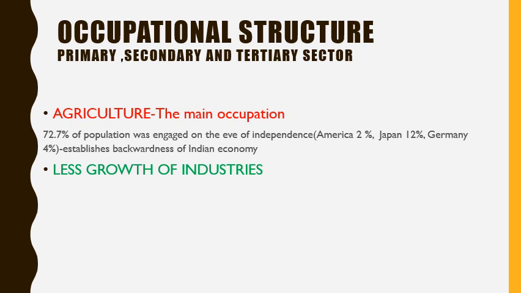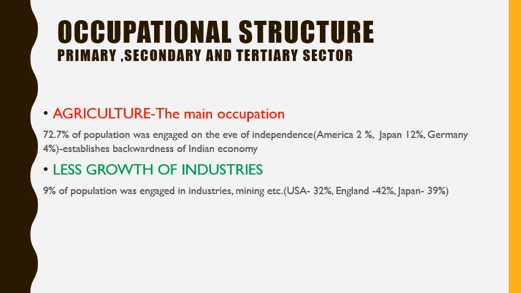Less growth of industries, 9% of the population was engaged in industries and mining. And US 32%, England 42%, Japan 39%. Again, this shows backwardness of the Indian economy. This somewhere shows unbalanced growth because people are more engaged in the primary sector where we are not getting any profit, in the secondary sector there are few, and in the tertiary sector there is no one. Somewhere this is reflecting unbalanced growth.